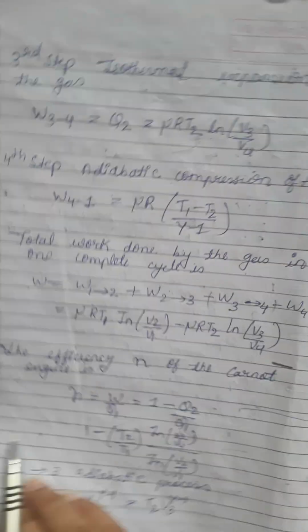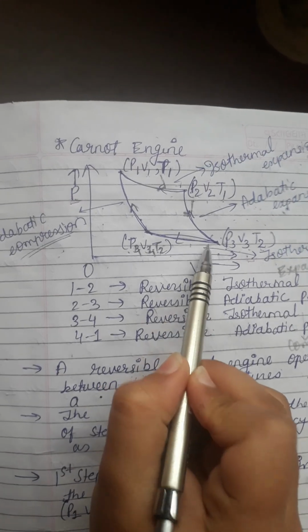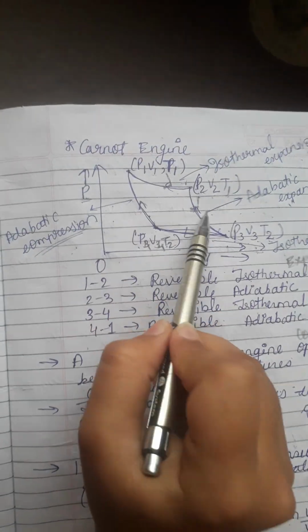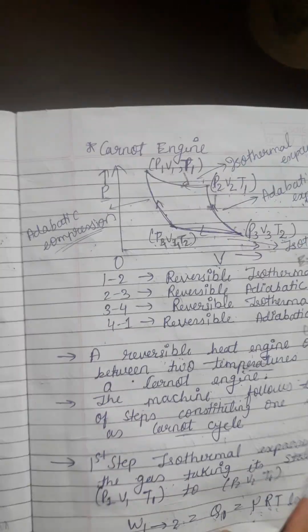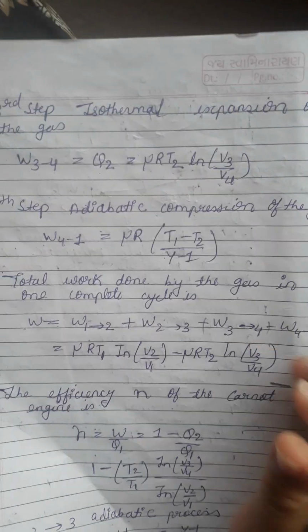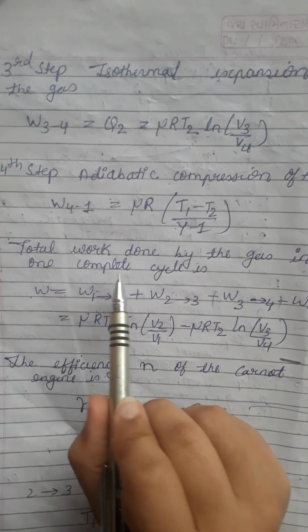Here 4 to 1. We have seen this. See, this is 3 to 4, this is 4 to 1. This was the first step, second step, third step and fourth step. At the fourth step we have written the adiabatic expansion according to the sequence. Now here, the total work done by the gas on a complete cycle.